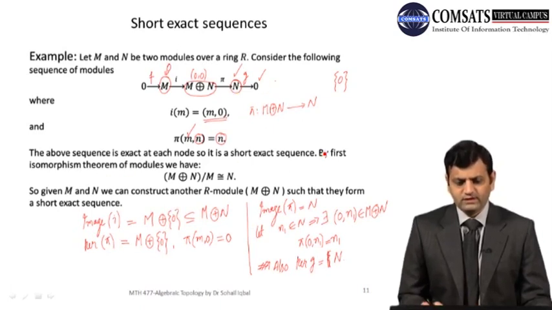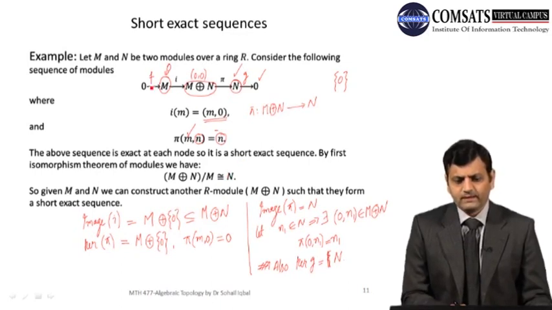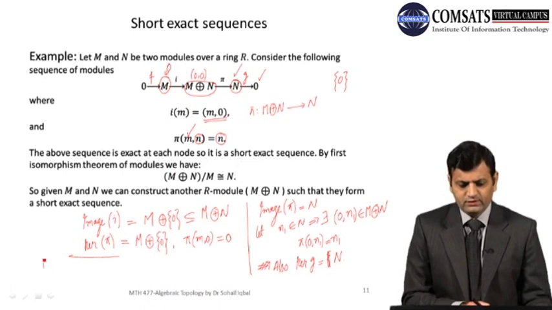Now by using the first isomorphism theorem of modules, we have this isomorphism. Why this isomorphism? Because we know that the image of f is equal to the kernel of i. Since the image of f is 0, the kernel of i is 0. So in the first step, note that the kernel of i is 0, which means that this function i is 1 to 1.